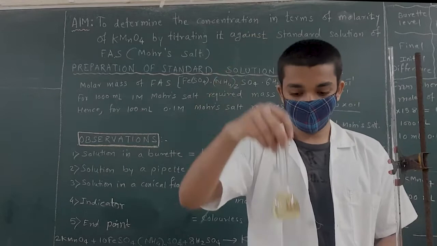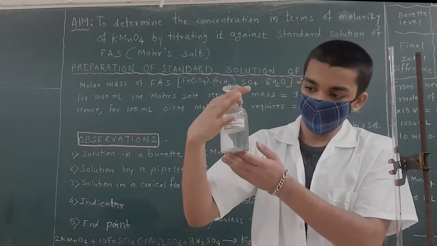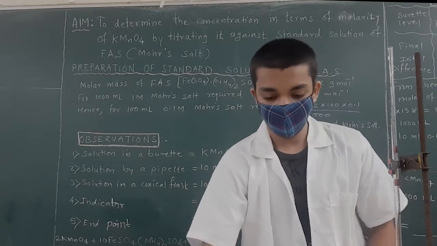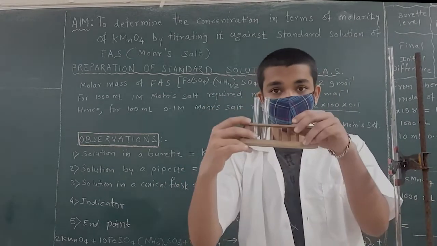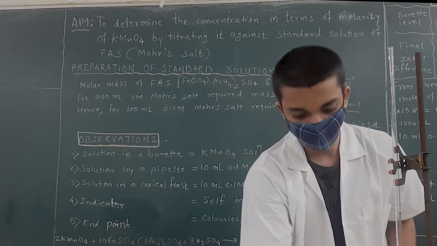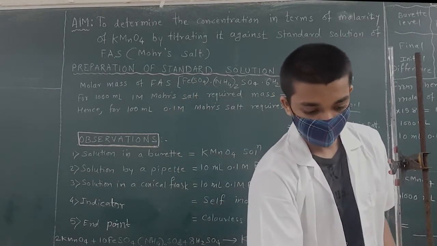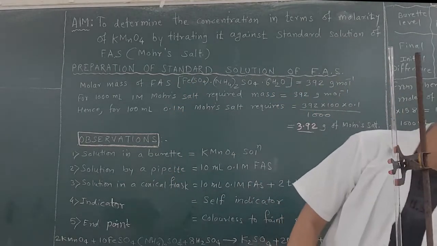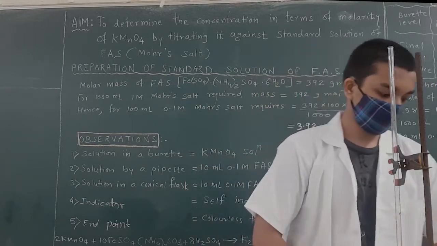Then we need dilute sulfuric acid. We need 2 test tubes. Then KMnO4 solution, that is potassium permanganate solution. A 10 ml pipette. And 1 conical flask.